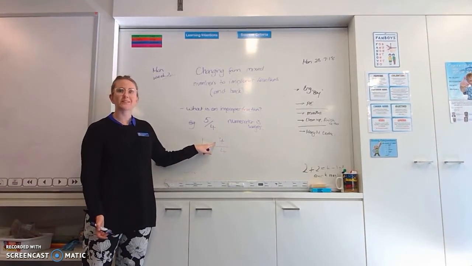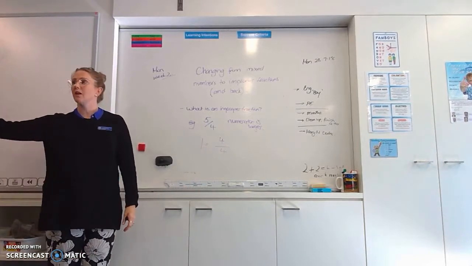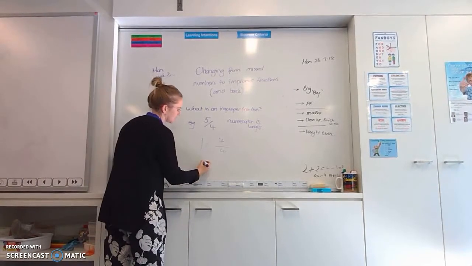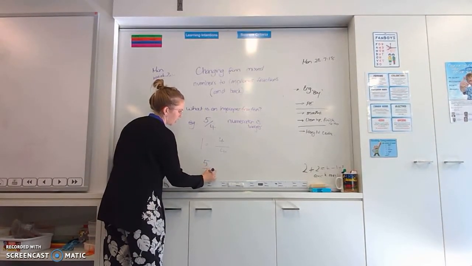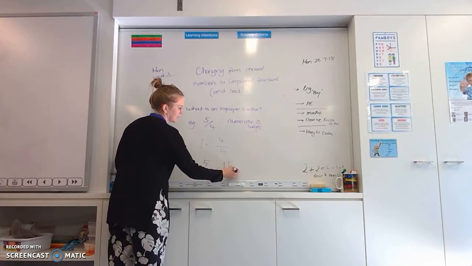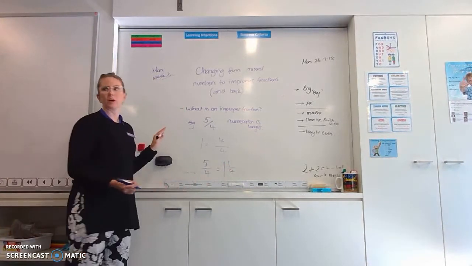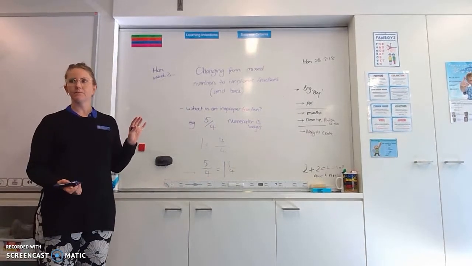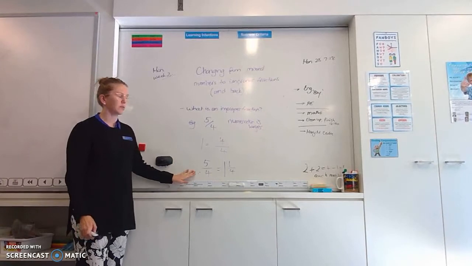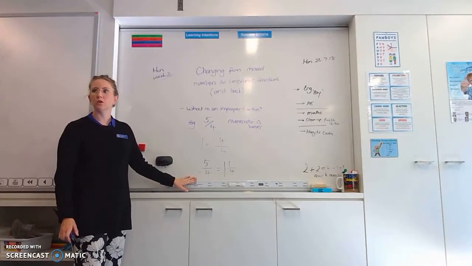So if the numerator is larger, it means that it's 1 and a bit more of a fraction. In this case, 5 over 4 is equal to 1 whole plus 1 quarter. Okay? Got that so far? So I'd like you to try and type that in as best you can with your formatting into your document.